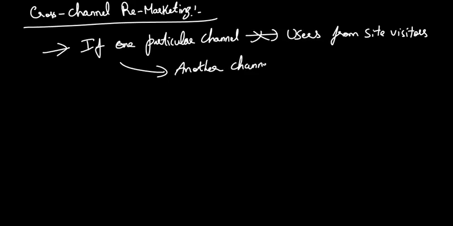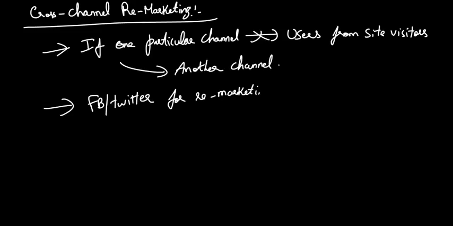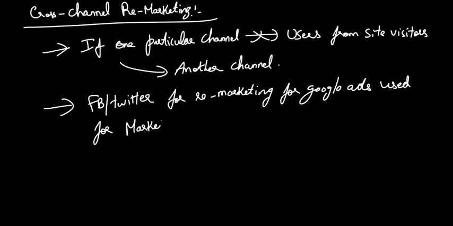Same marketing strategy in another channel of media, in which Facebook or Twitter, for example, can be used for remarketing for Google Ads. That means if you had done something through Google Ads for marketing a product but it was not successful, do a remarketing strategy through some other channel, Facebook or Twitter, maybe with the same wordings and same message being communicated. This will help in wider reach.